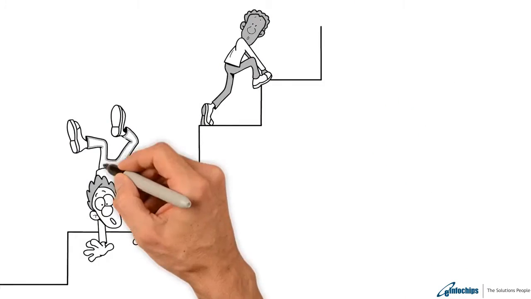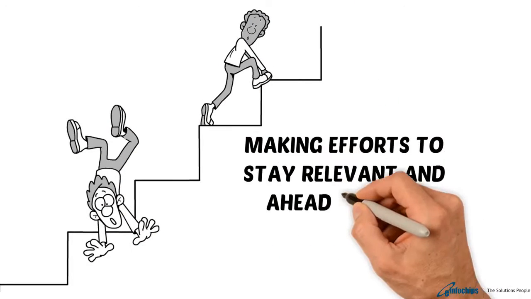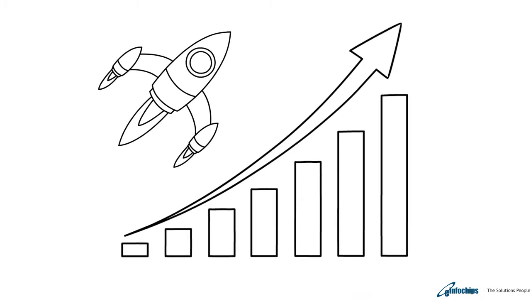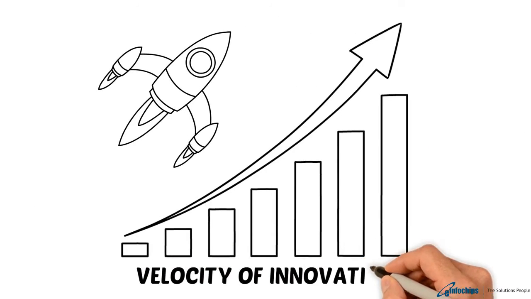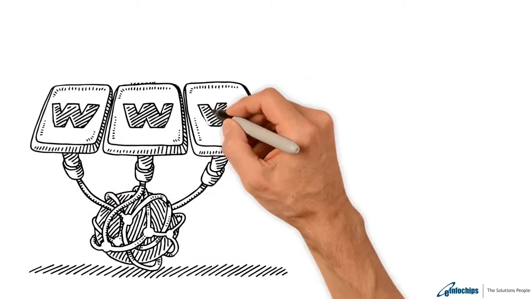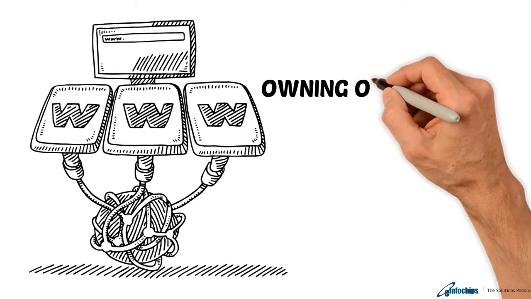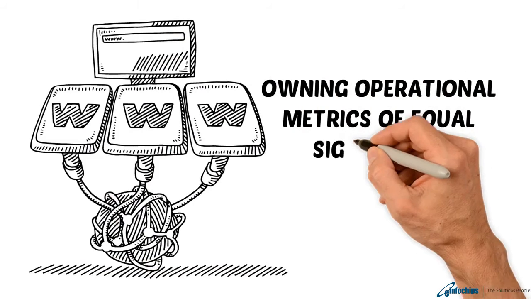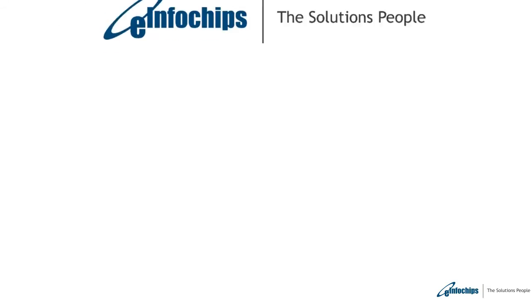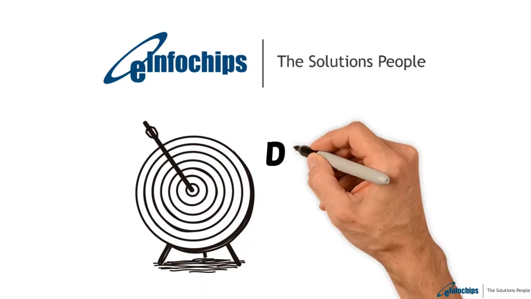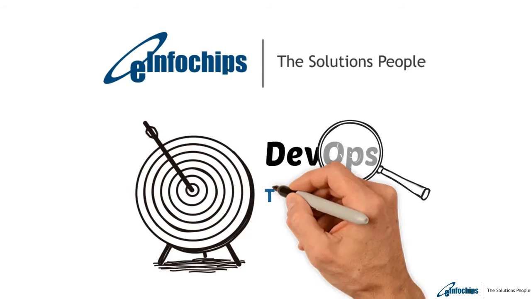Product companies are continuously making efforts to stay relevant and ahead of their competitors. Velocity of innovation plays an important role in attaining and retaining the market leadership for these companies. For product owners, it is no more about releasing features alone, but owning operational metrics of equal significance in today's connected world. To achieve this goal, DevOps, as part of intelligent automation, has become of prime focus.